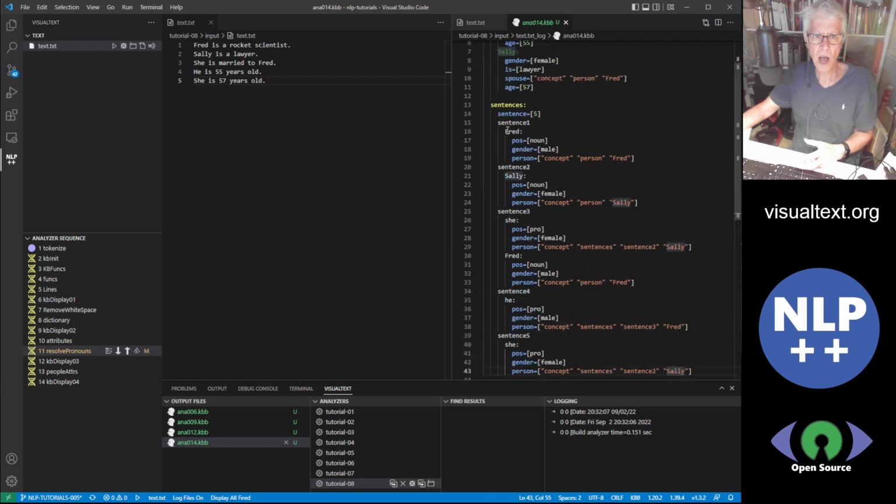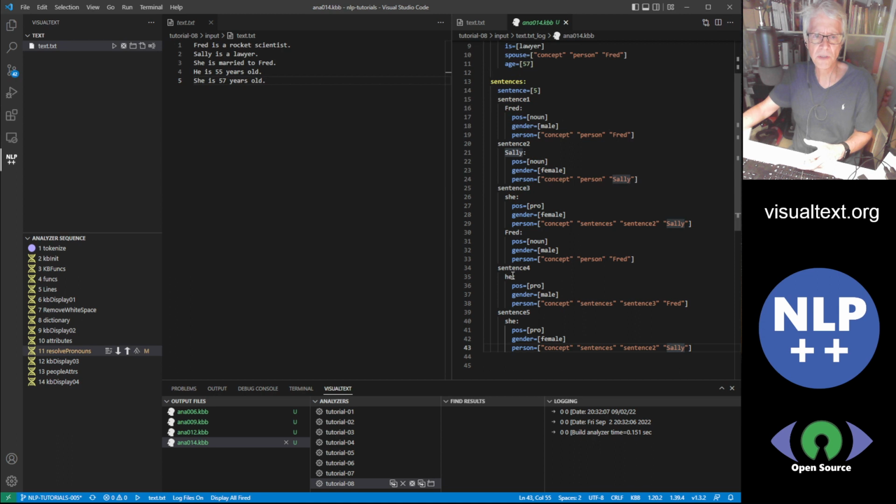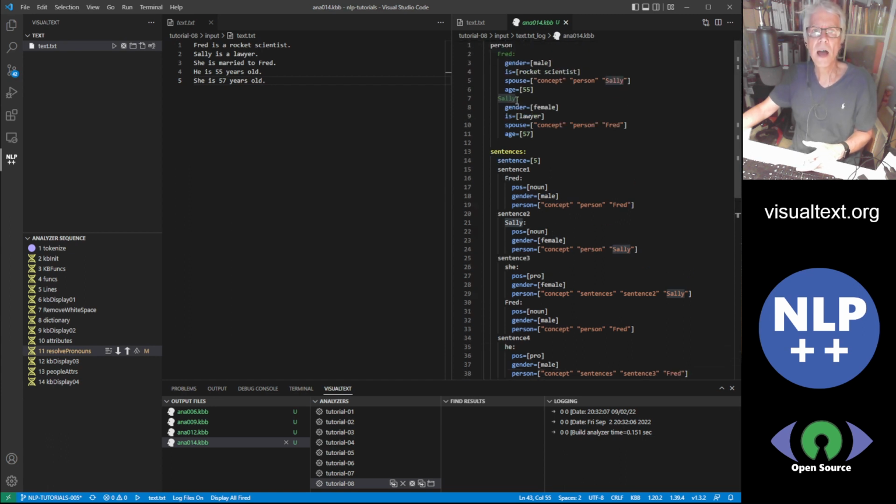So this is how we use the bookkeeping devices to figure out where these pronouns point to and how they relate to finally each person.